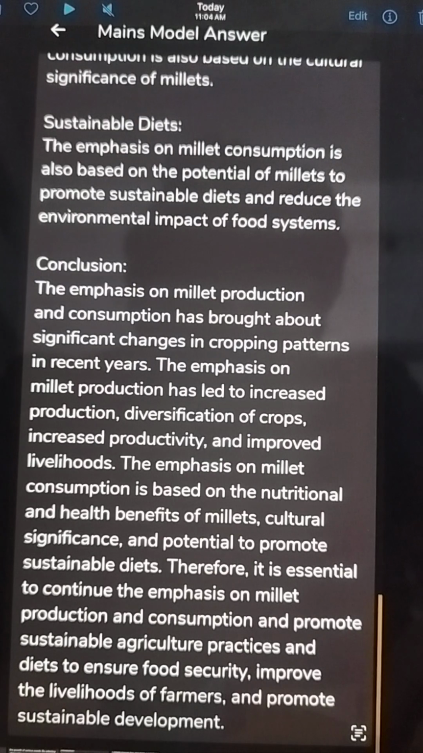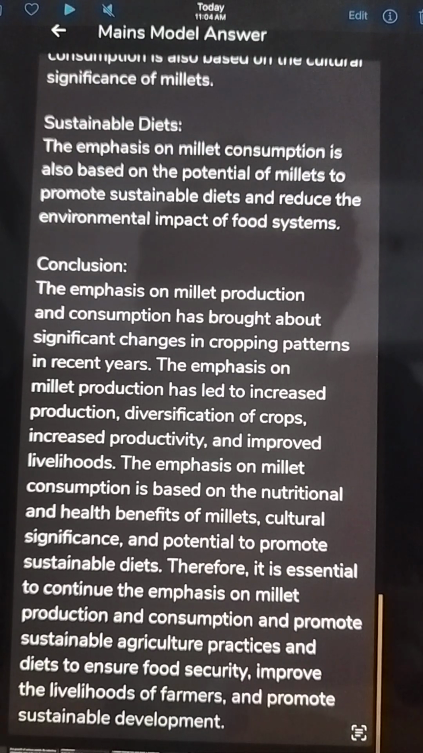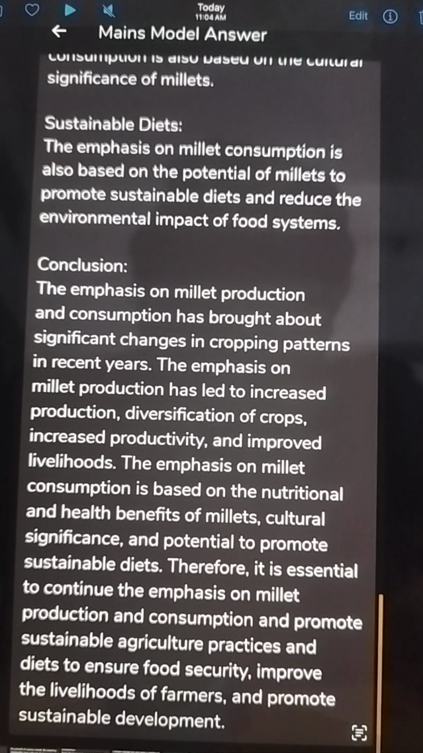The emphasis on millet production and consumption has brought about significant changes in the cropping patterns in recent years. The emphasis on millet production has led to increased production, diversification of crops, increased productivity, and improved livelihoods. The emphasis on millet consumption is based on the nutritional and health benefits of millets, cultural significance, and potential to promote sustainable diets. Therefore, it is essential to continue the emphasis on millet production and consumption and promote sustainable agriculture practices and diets to ensure food security, improve the livelihoods of farmers, and promote sustainable development.